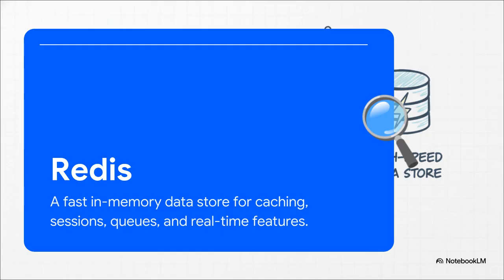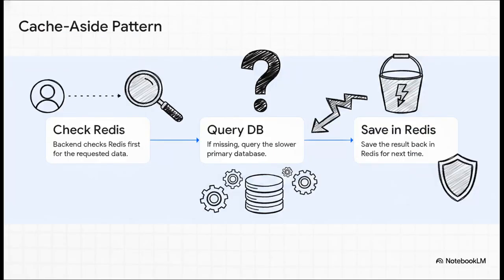And the reason it works so well? It keeps your data primarily in your system's RAM. Since RAM is just orders of magnitude faster than a traditional hard disk, Redis gives you those lightning-fast millisecond response times. So how does this actually work in practice?